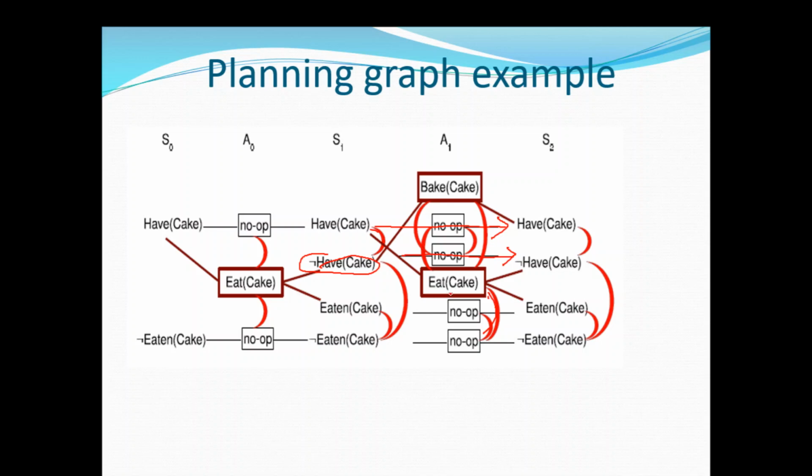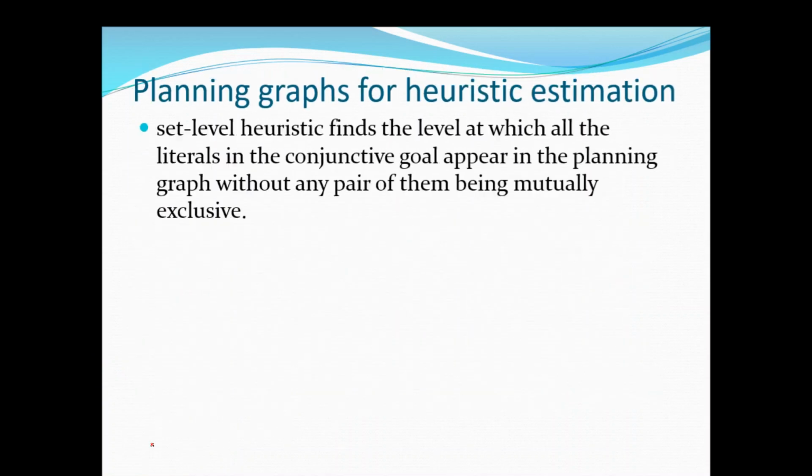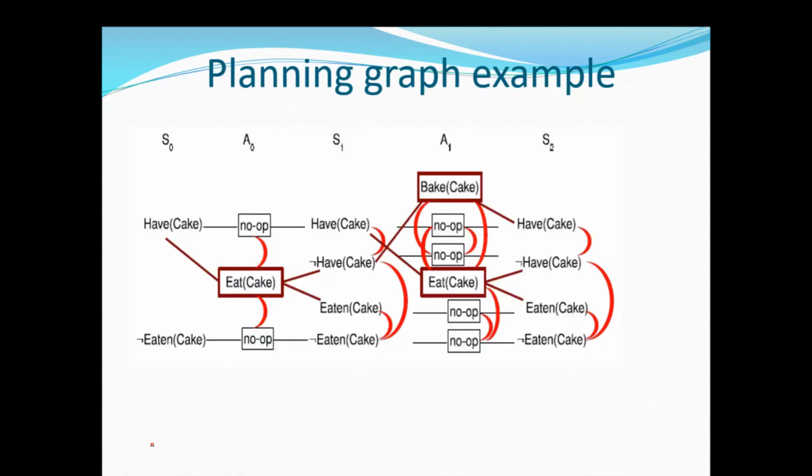Eat cake happens when you have cake, and not eaten cake happens when you don't have a cake, right? So any one only will be true. Similarly for this also, eat and not eaten. If it is eat cake, then this will be applied, otherwise this will be applied. Similarly for this end also. Whichever cannot happen simultaneously, they are represented using those red lines. Fine, so this is how we create the planning graph.